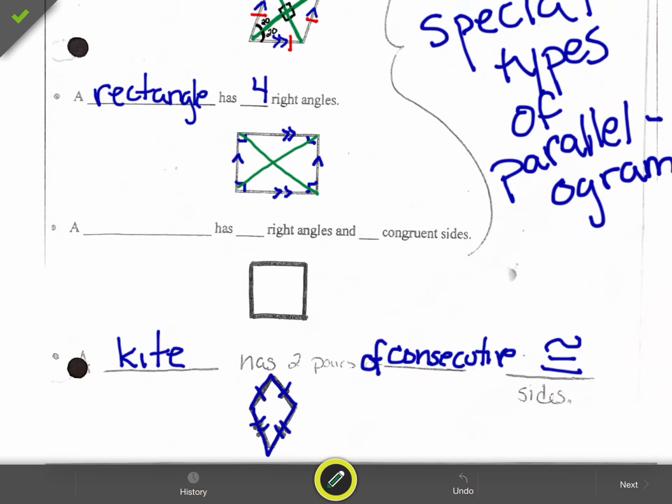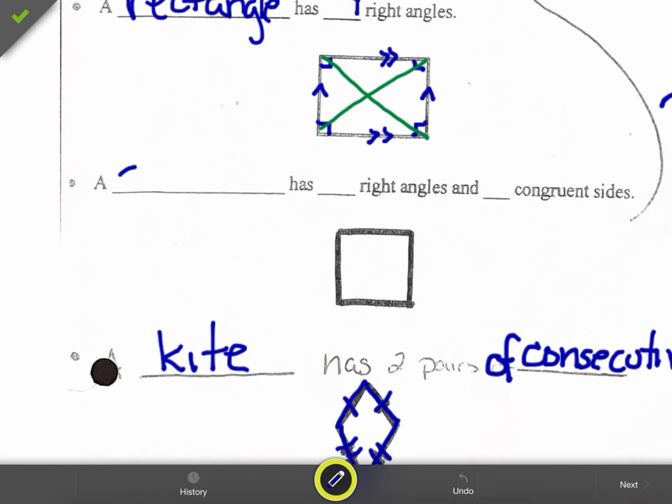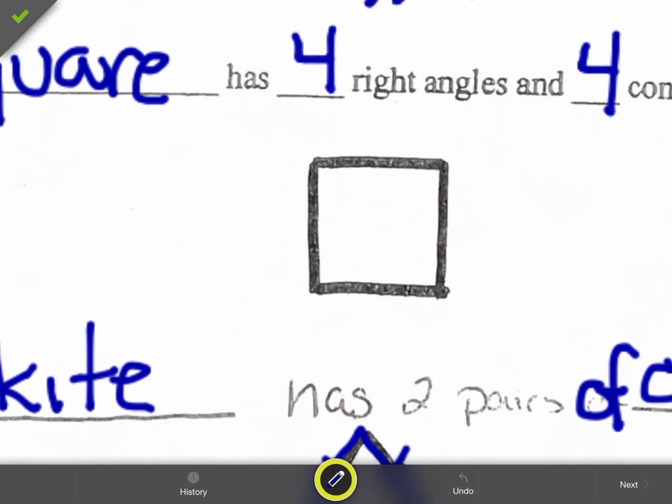Last one, okay, is the square. The square is as if your rhombus married your rectangle and they had a baby, and the baby gets genes from both. So the square gets the 4 right angles from the rectangle and the 4 congruent sides from the rhombus. Okay, and it is a parallelogram because if you look at that, the top would be parallel to the bottom, the left would be parallel to the right. Again, what makes it a square is you got 4 congruent sides and 4 right angles.